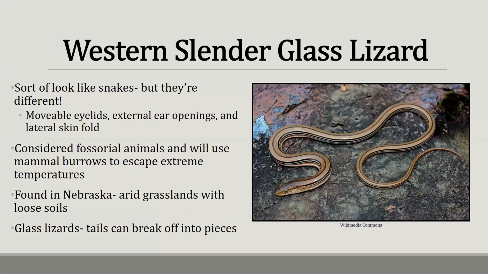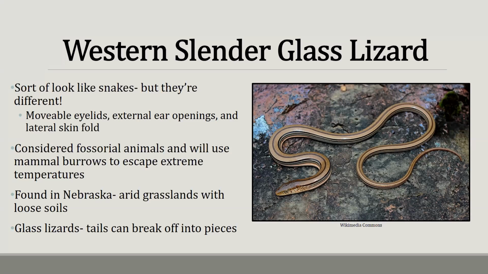A couple of fossorial reptiles that we do have is one called the Western Slender Glass Lizard. These guys are only found in about 3 counties in Nebraska, so they're not very common, but they're very neat animals. It looks like a snake, but it is actually just a legless lizard.